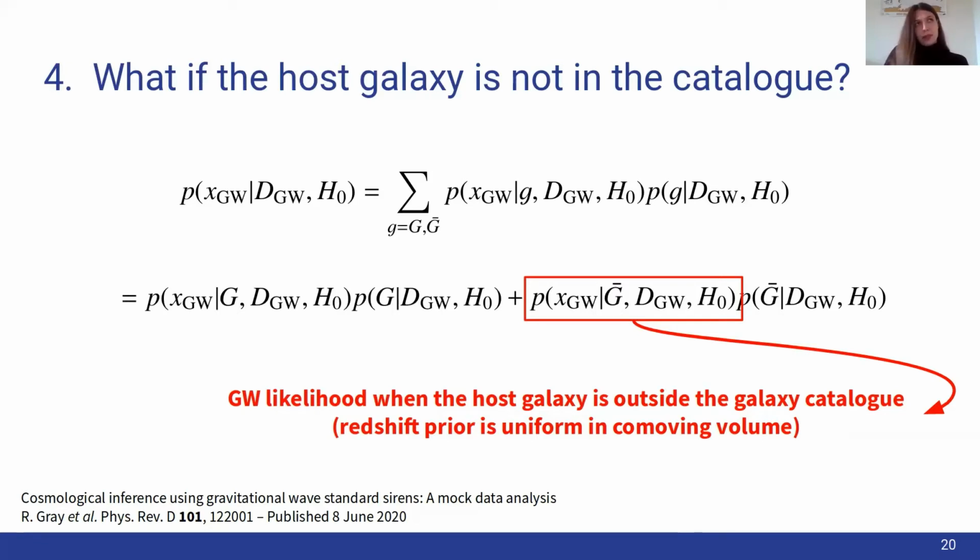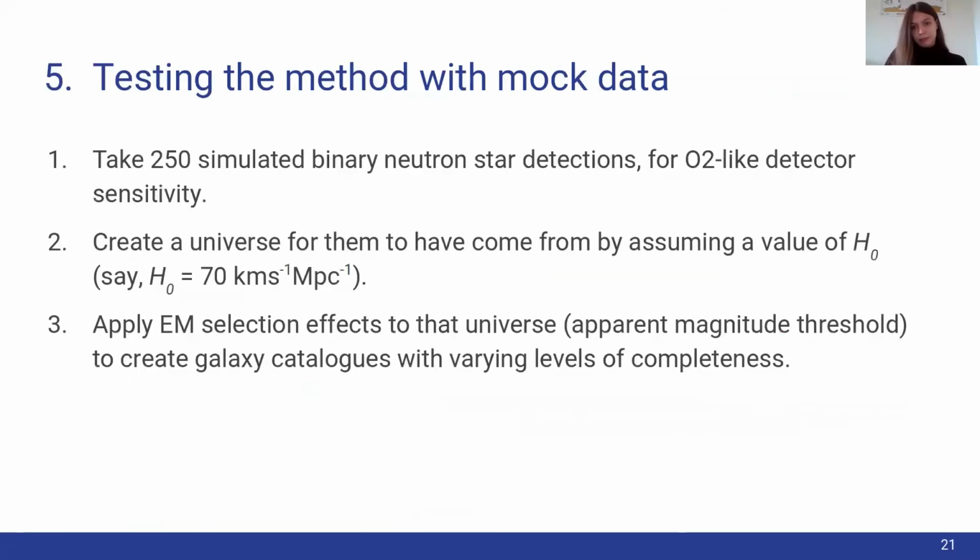So that's a very brief introduction as to how we handle gravitational wave selection effects and how we handle galaxy catalog incompleteness. The next step is looking at what happens when you actually apply this to some mock data to test that it actually works.